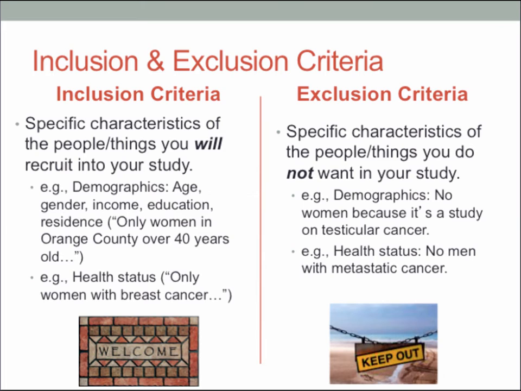So when it comes to your eligibility criteria, which is collectively what we call our inclusion-exclusion criteria, your participants must meet every single one of the eligibility criteria that you have outlined. They all must meet yes for the inclusion. They all must meet no for the exclusion.